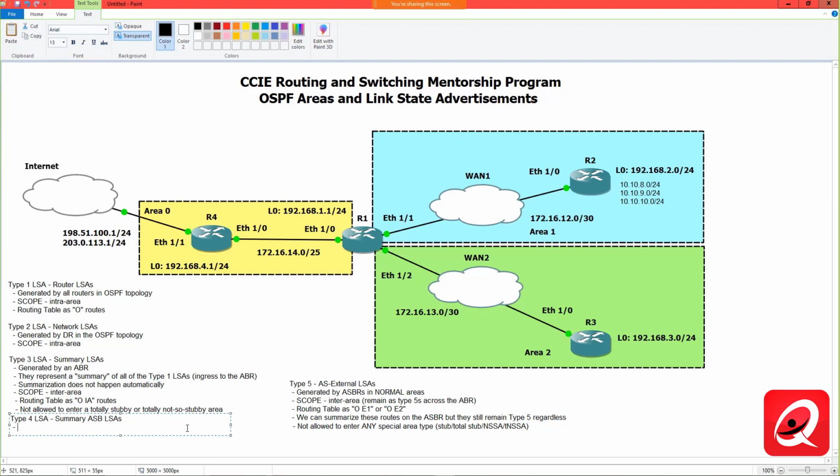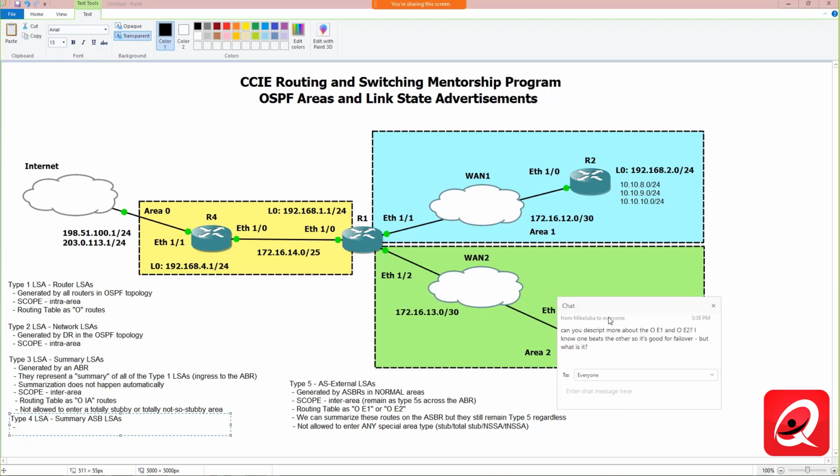I was just reading the chat here. Sorry about that. Can you describe more about OE1 and OE2? I know one beats the other, so it's good for failover, but what is it? Okay, I will, Mike. Give me a minute, and I'll go back and describe what I mean by that.